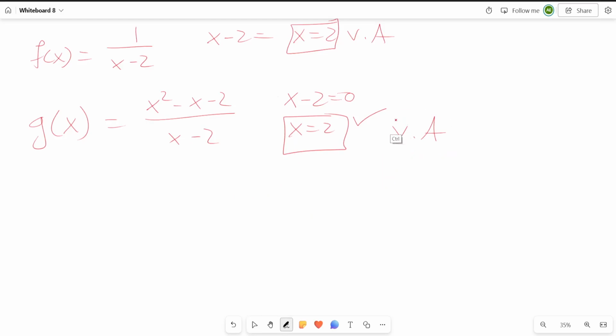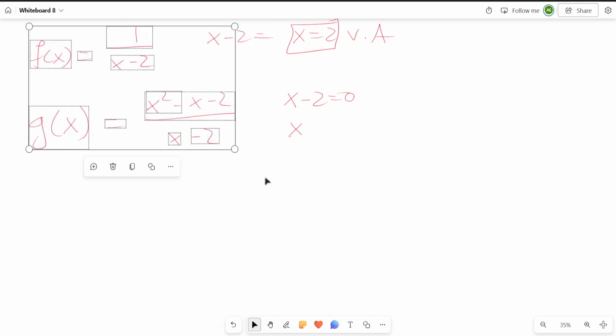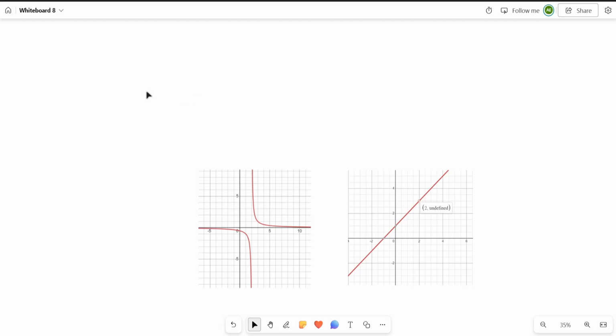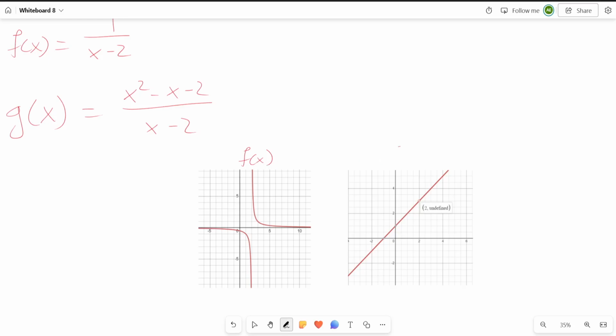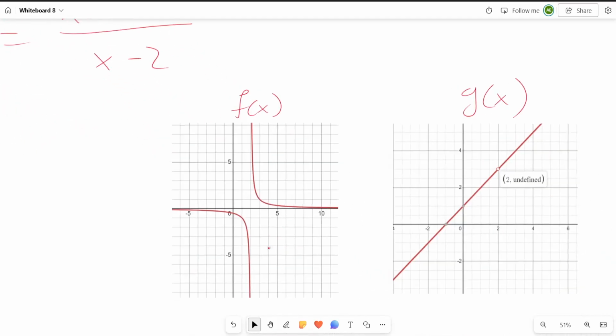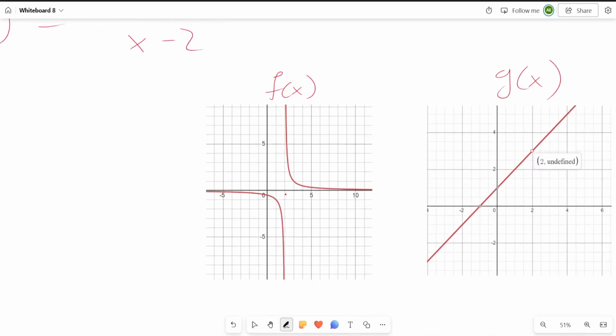Let's see what else we have. So over here, I graphed these two functions. If we copy these two functions over to here, let's put it over here. So this is f of x and this is g of x, okay? And as you can see, both of them are undefined at x equals 2. So when x is equal to 2, here I have an undefined, I don't have an actual value. And over here, if you look, I also have undefined.